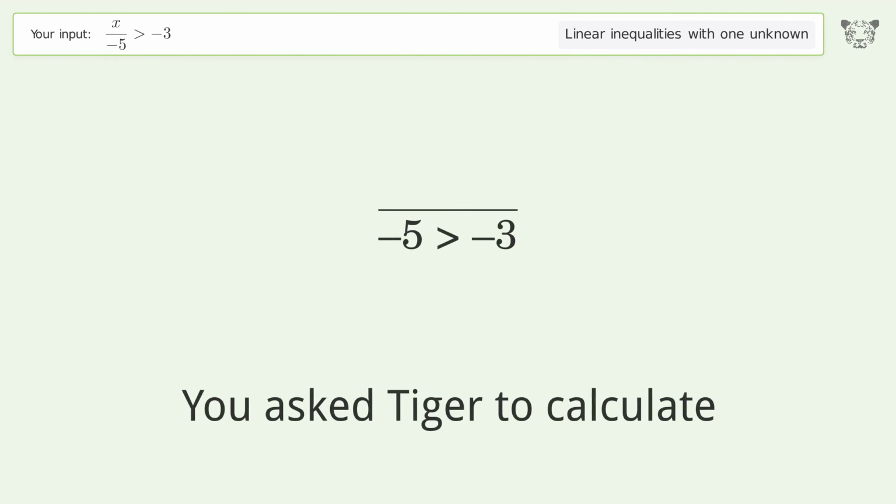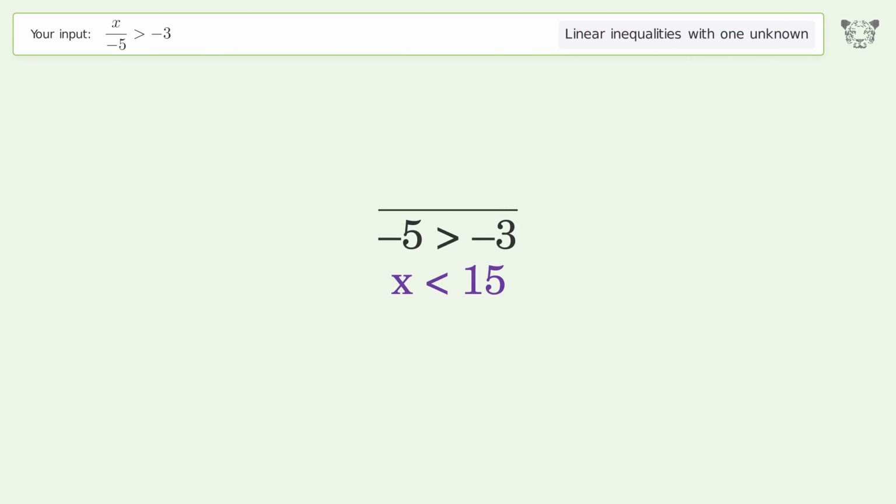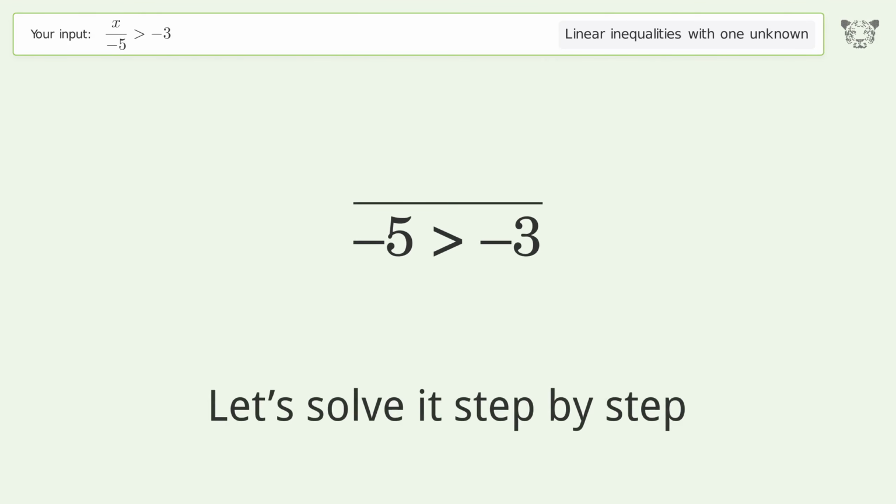You ask Tiger to calculate. This deals with linear inequalities with one unknown. The final result is x smaller than 15. Let's solve it step by step.